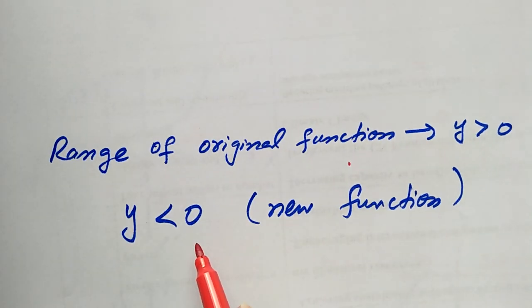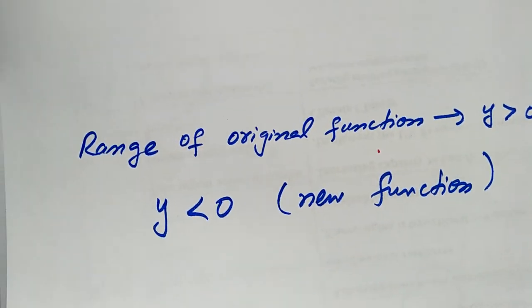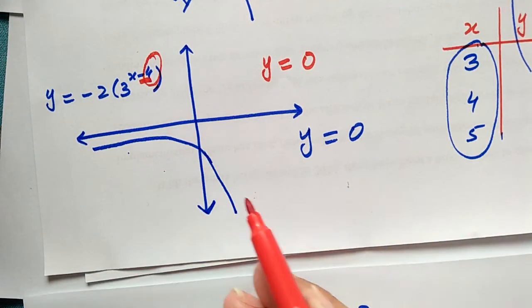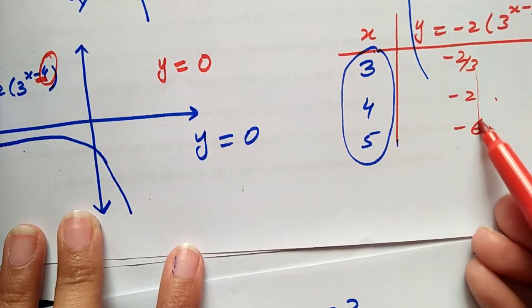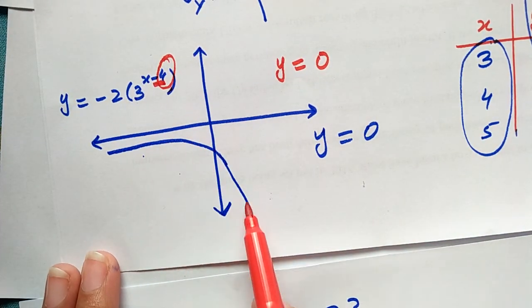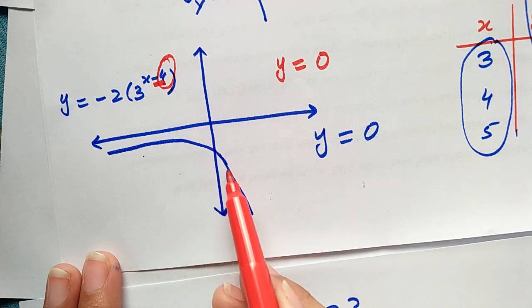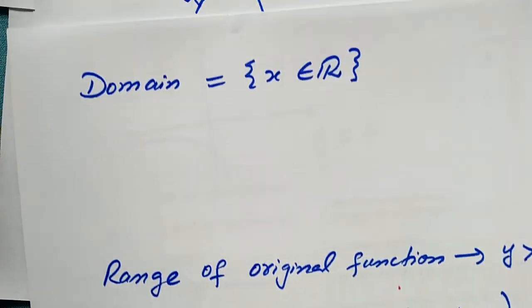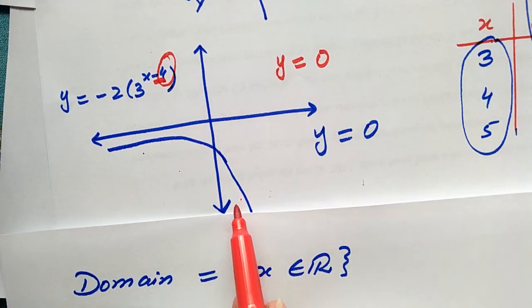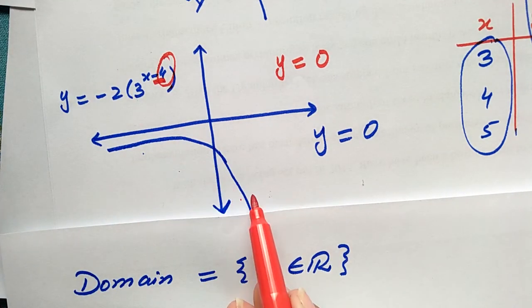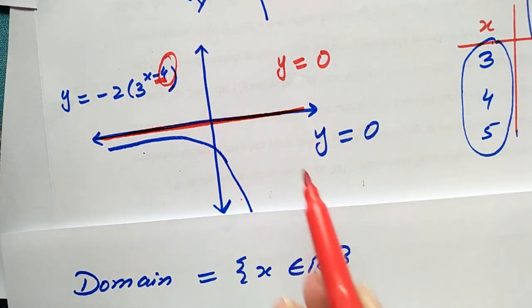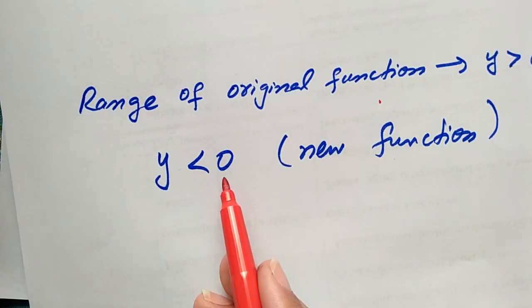Now for the new function, I got the range, that is basically y less than 0. You can see this y. I got the values for y, negative values, and that is in the negative y coordinate points. So my range will become y less than 0. Since my function is below the horizontal asymptote, so that's why my range will be y less than 0.